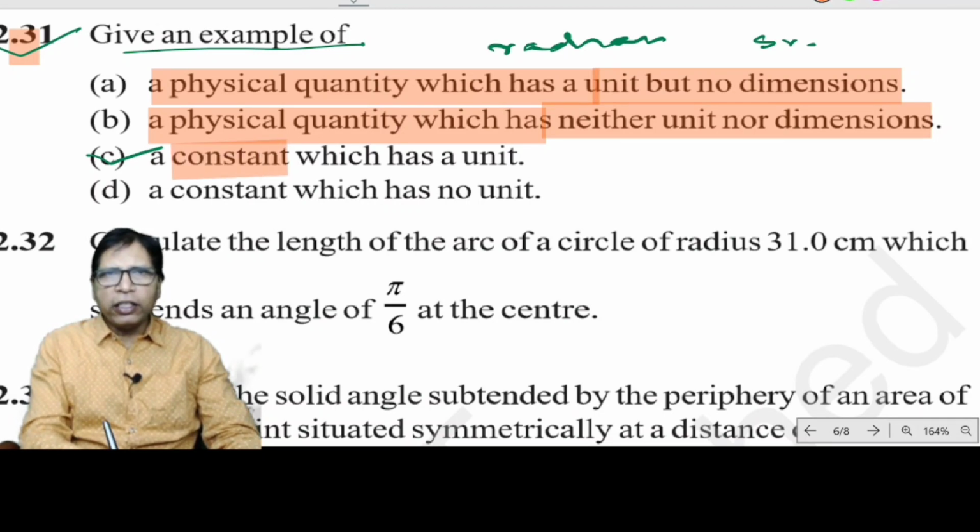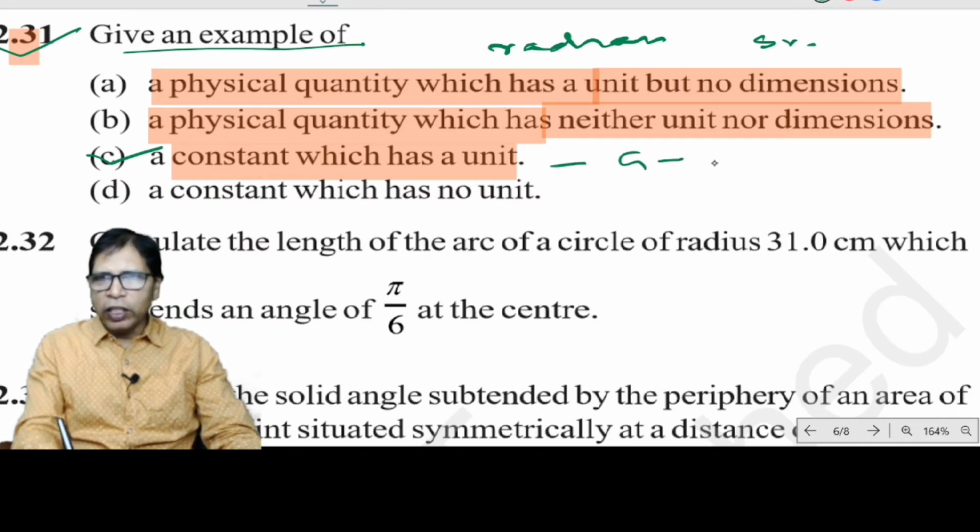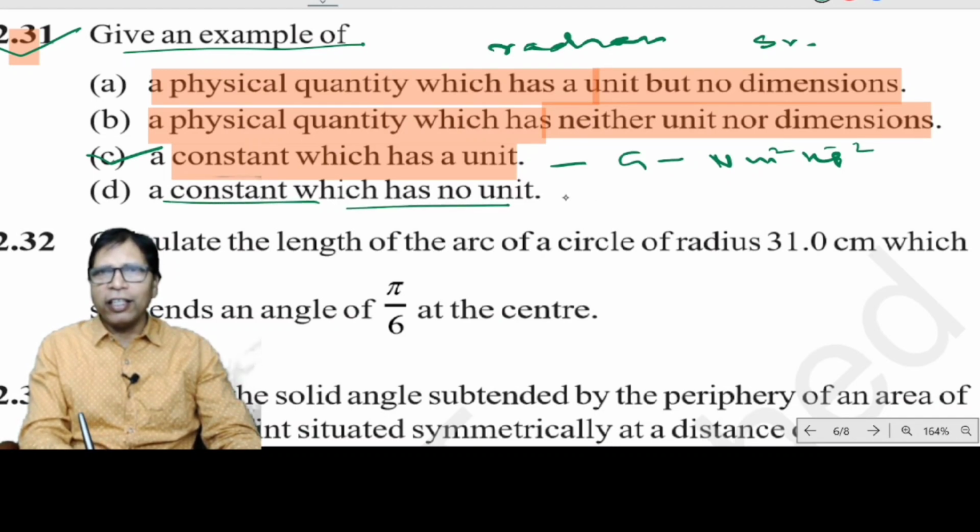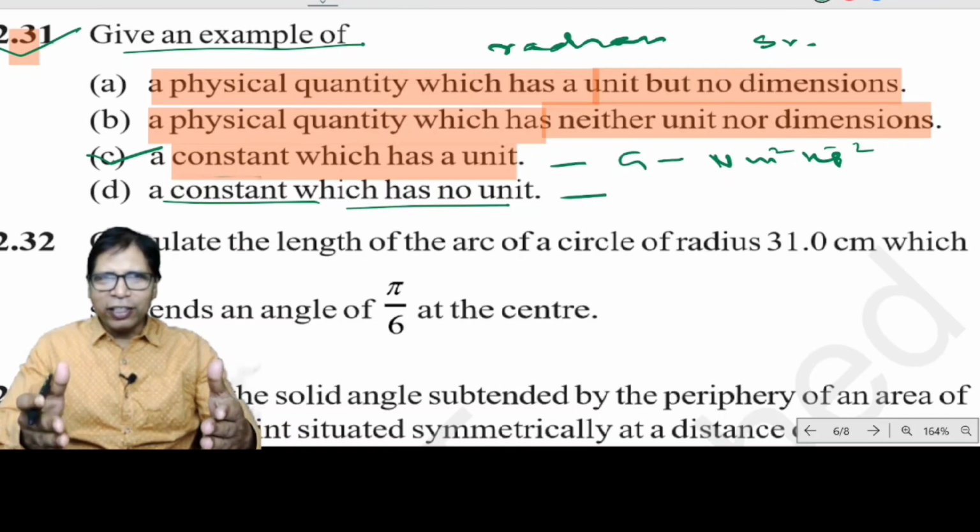A constant which has unit. Look at this. The gravitational constant G has unit Newton meter square kg to the power minus 2. Okay. Now, the constant which has no unit: Reynolds number is a constant which has no unit. Okay.